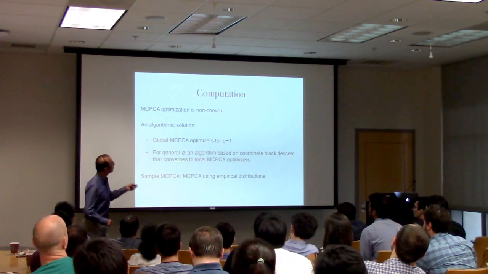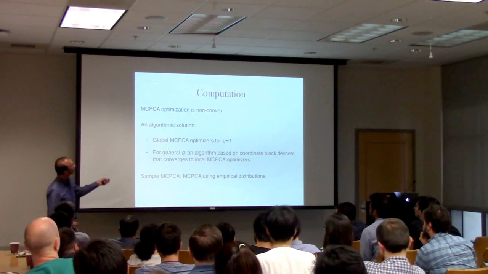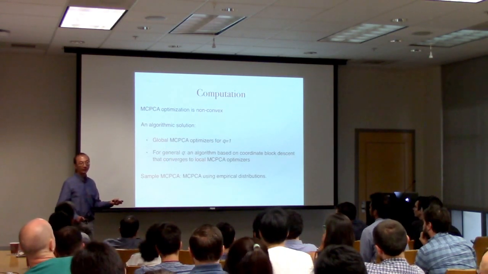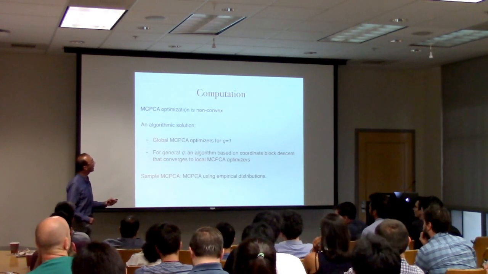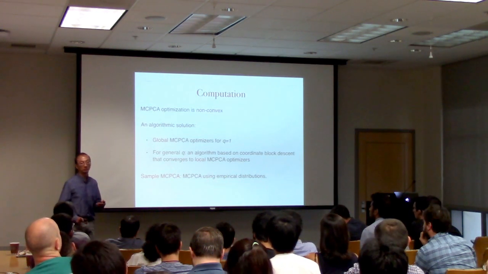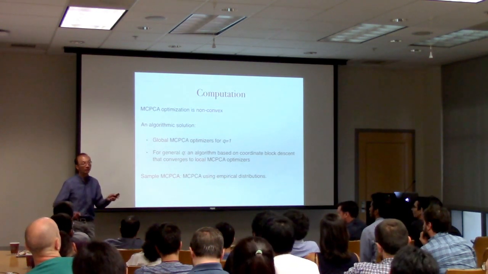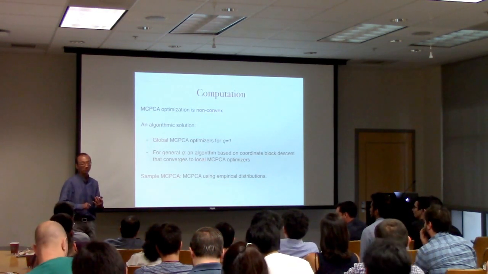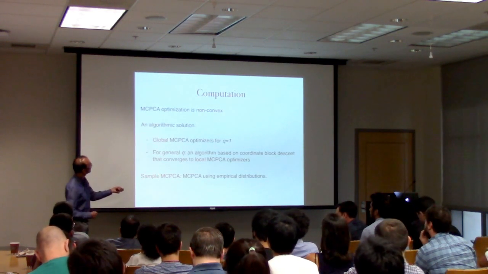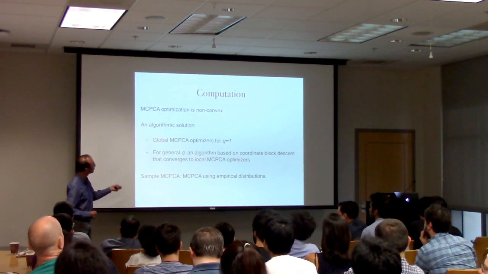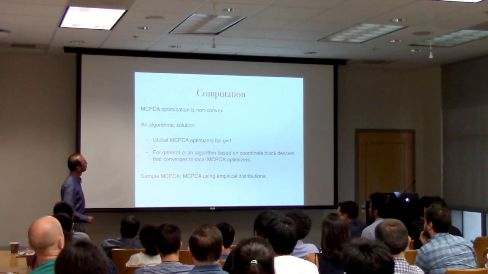Now, to connect it to data, we don't have the joint distribution directly. What we have is the empirical distribution. In other words, you collect a bunch of data, and you form an empirical joint distribution. So what we're going to do is apply MCPCA to the empirical distribution. We call it sample MCPCA.